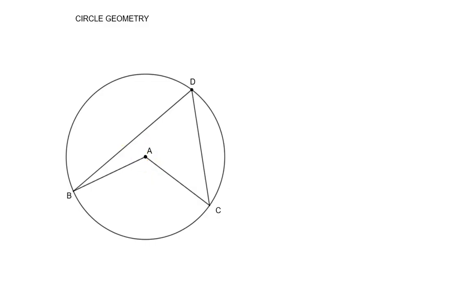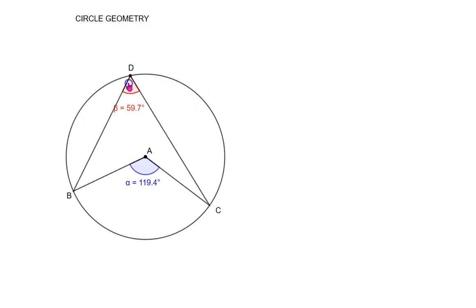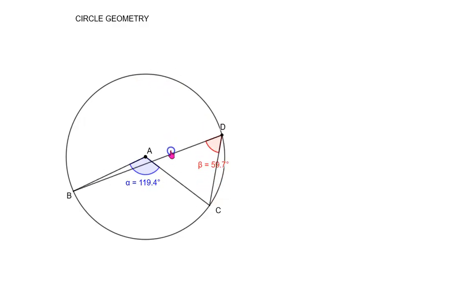In order to do this, I'm going to get the measuring tool out. To begin with, I'm going to get the size of the angle at D, and it's measured to be 59.7 degrees. And then I'm also going to get the angle over here at A, and that gets measured at 119 degrees. Now, if I go back and move this point D around, you'll see that no matter where I put it on this major arc, big arc BC, the angle always seems to stay the same.